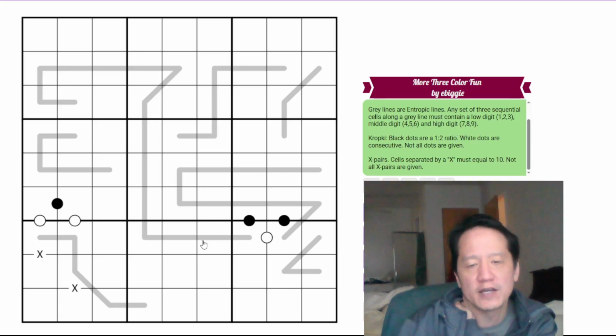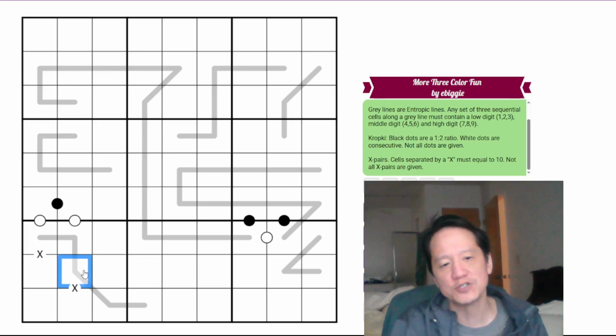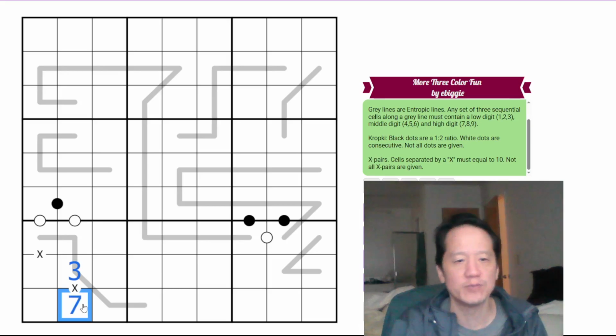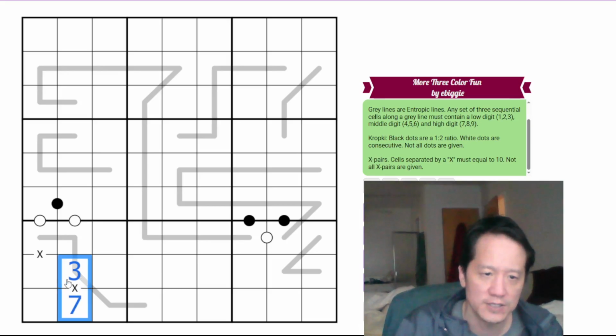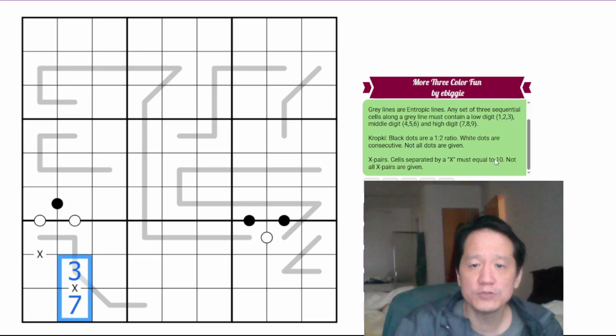Then we have X pairs, where cells separated by an X must equal 10, and not all X pairs are given. So for example, if this were a 3, this would have to be a 7 to make sure that these two digits add up to 10. And those are all the rules.